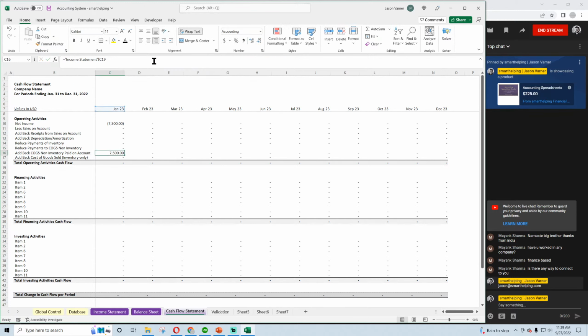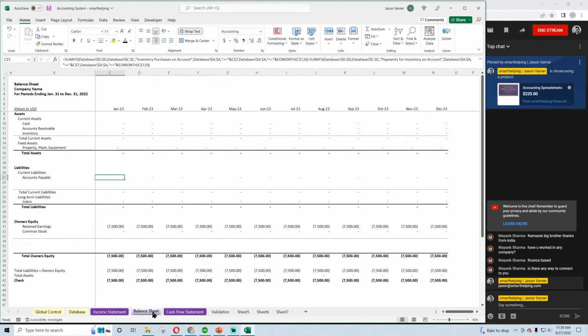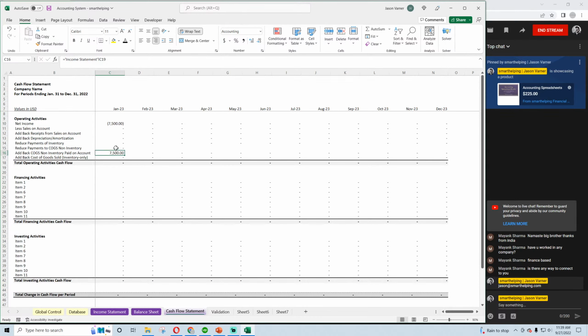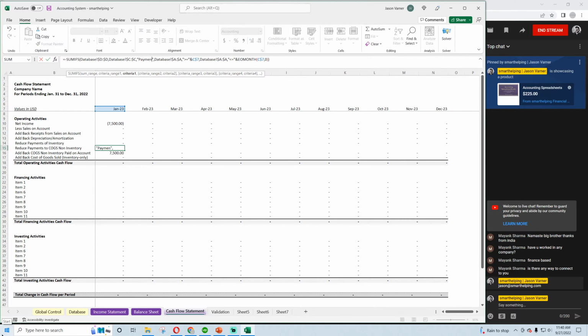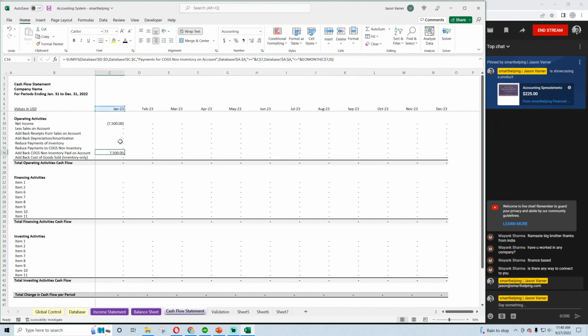Dang it. Apparently I can't copy this. So payments for cost of goods sold non-inventory on account. Payment for cost of goods sold non-inventory on account. See if I typed that in right. I did not. Is it payments? Yep. Okay.